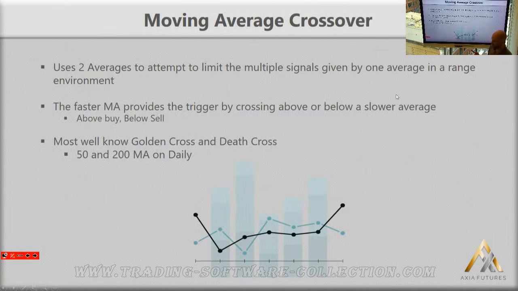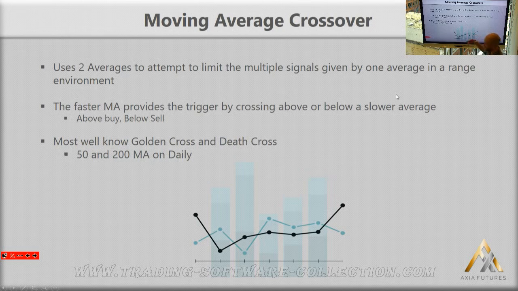A more fine-tuned strategy is trying to use the moving average crossover. So the idea here is you have two moving averages, you wait for them to cross, and as they cross it will tell you which way you want to go. So you don't have to wait for the market to actually touch a moving average, you're waiting for that crossover.